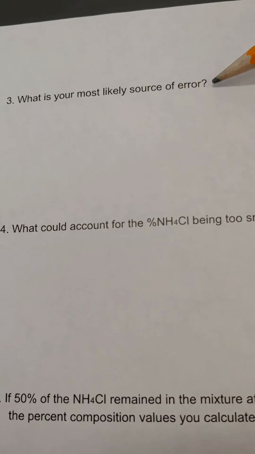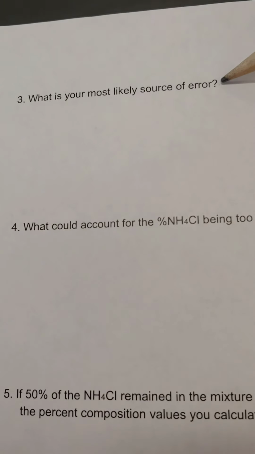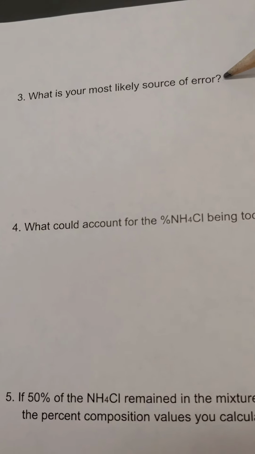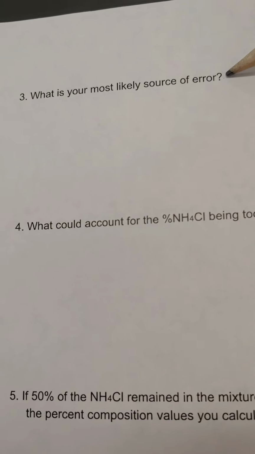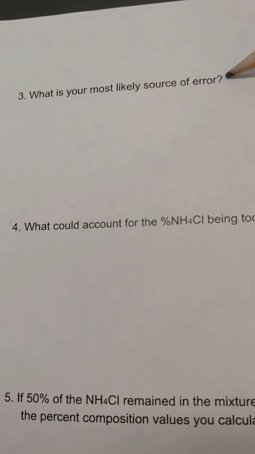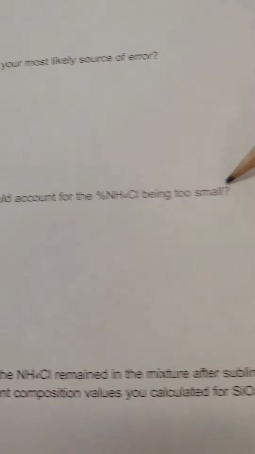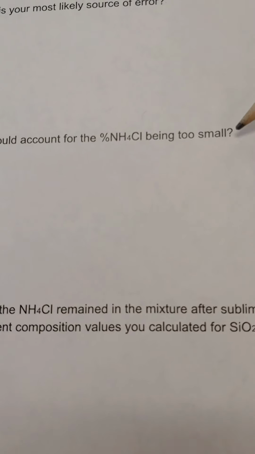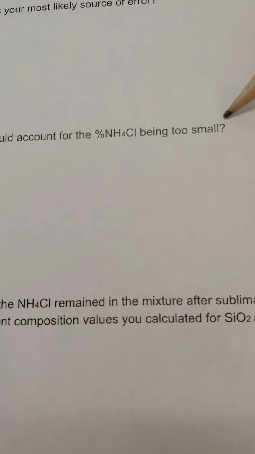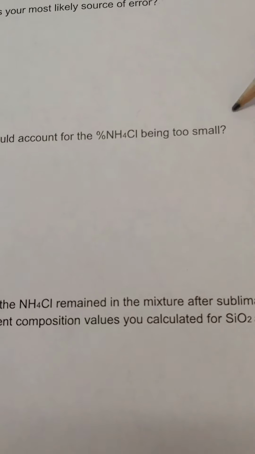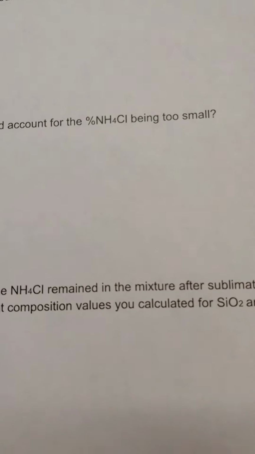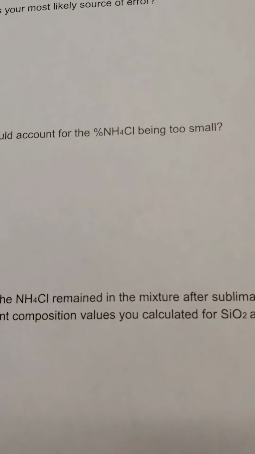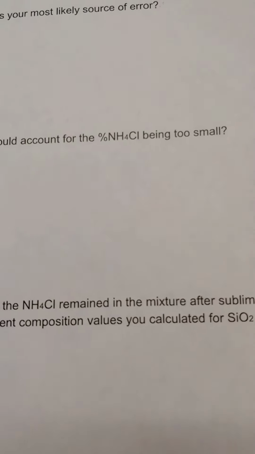But typically when we look at our sources of error, we're looking at the things that we measured. What were the things that we measured, and what's the most likely measurement error that we may have made? Then there's another question about what could account for the ammonium chloride percent being too small. That's hypothetical. When we're all done, we will know the actual percentages of the three compounds in that original mixture.